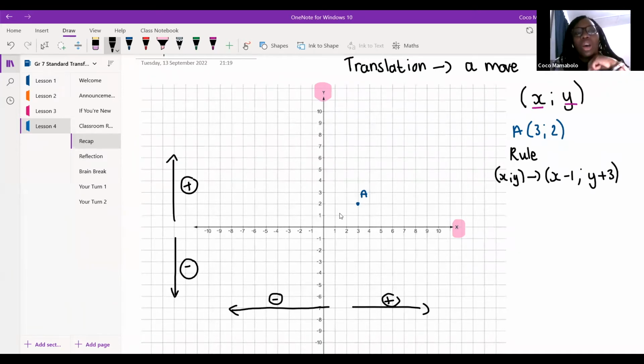Okay. So now here's what's going to happen. If I'm over here at A and I want to use the rule to find A prime, what I'm going to do is go X minus 1. Guys, if I'm minus 1 from X, am I moving left or right? Tell me in the chat. Left or right, guys?